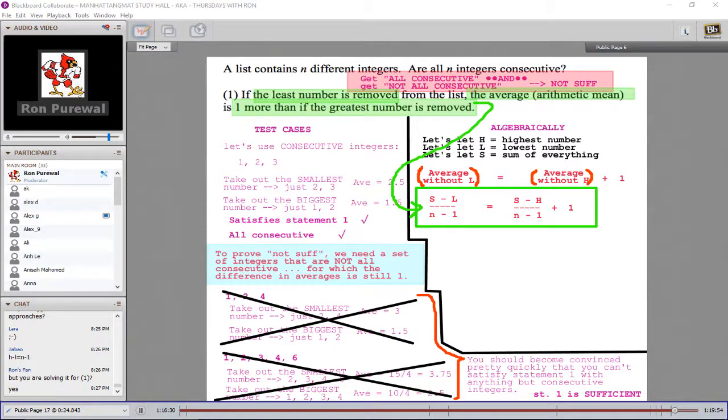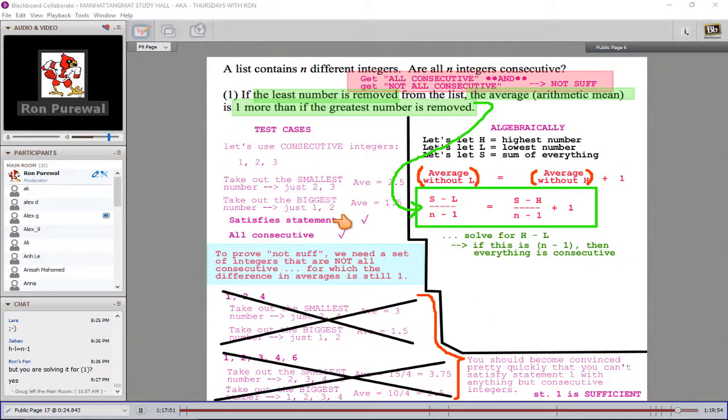let's investigate h minus L. And if that ends up being n minus 1, then everything is consecutive. That's the whole thing, right? You can investigate enough sets to figure this out. So if you don't think of this, then you just start testing cases and you'll discover this pretty fast. You don't need to do anything like this. You can just throw numbers at it and see what they do. But it's always better to have more approaches.